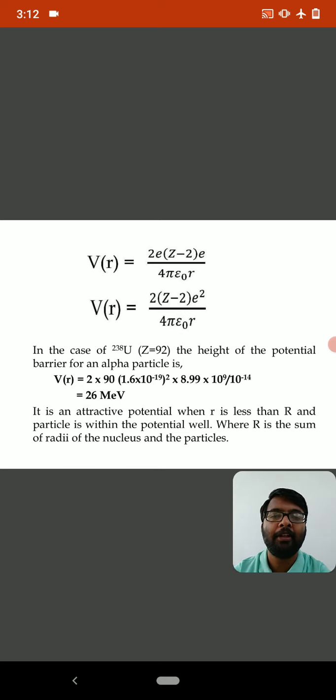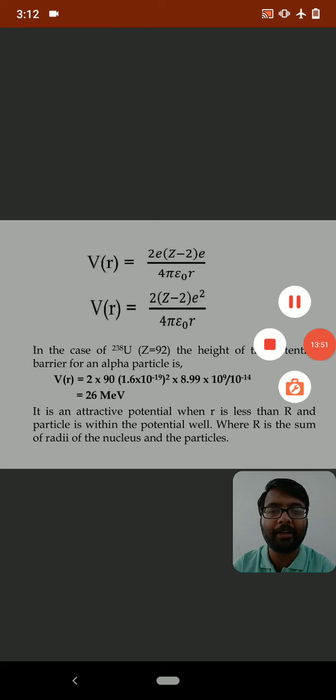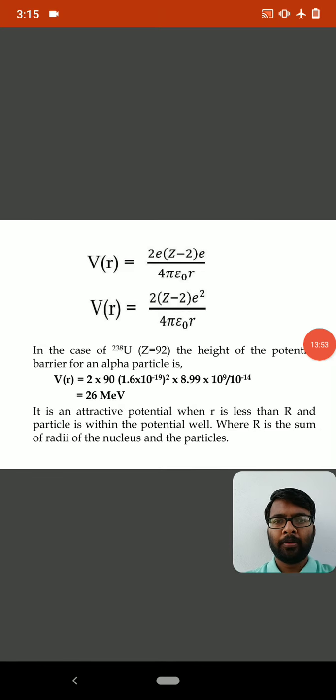For example, if we consider uranium-238 as the parent nucleus which undergoes alpha decay, the atomic number is Z equal to 92. By substituting all these quantities, we can calculate the height of the potential barrier for an alpha particle.